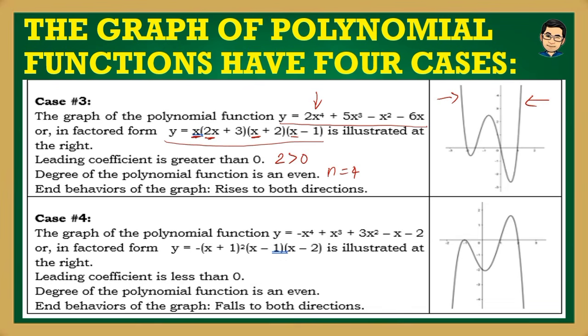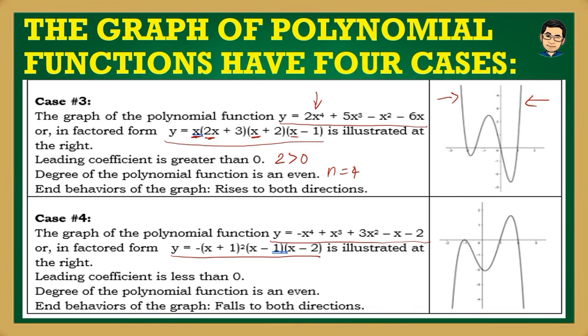Next, yung kabaligtaran naman niya, of course, kapag yung function natin, like for example, y is equal to negative x to the 4th power plus x cubed plus 3x squared minus x minus 2, or in factored form, is illustrated at the right. Ayan po yung itsura niya, yung parang letter W. So, yung leading coefficient natin is less than 0.